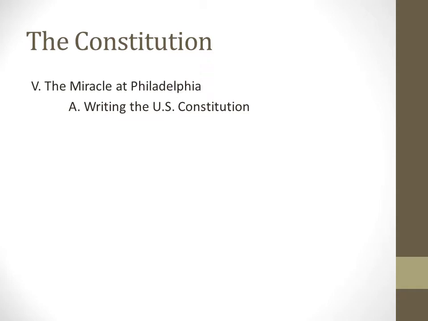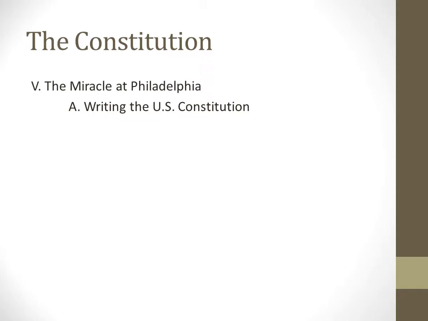At this convention, every state sent a delegate except for Rhode Island. Of those men, they were farmers, businessmen, intellectuals, and politicians. 29 of them total. They're all respected members of their state communities, and basically all of them were pretty well known at the time. They chose George Washington to preside over the convention because of his renown from his service in the war, and basically he was a great leader.